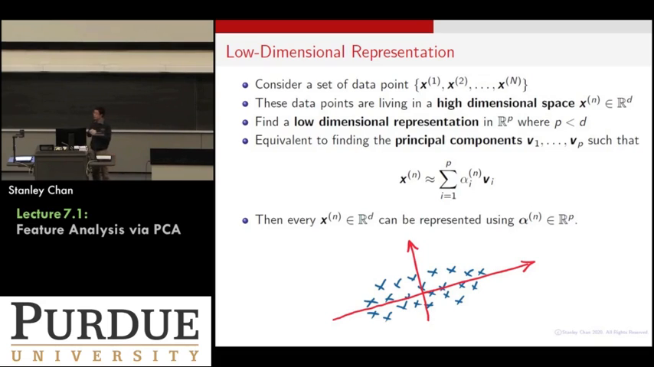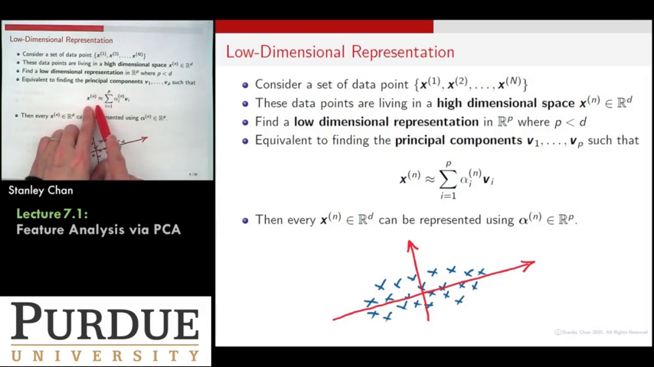Now the question goes the following. Then how do you find the bases? How do you find the coefficients to describe the bases? So we want to look at those problems. And so equivalently, what we mean is to find the principal components V1 through Vp such that your x, this is your input vector, can be approximately written as a linear combination of your basis vectors, and then these are the coefficients. You want to sum them up. Okay, so you want to find the alphas, you want to find the v's.